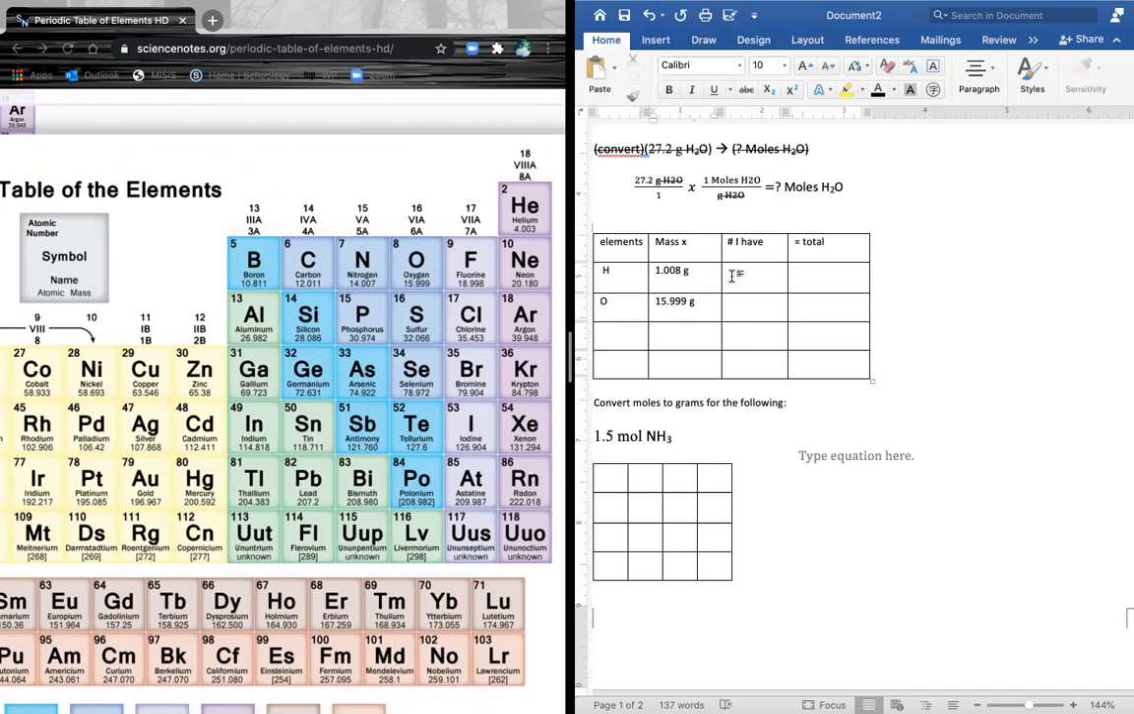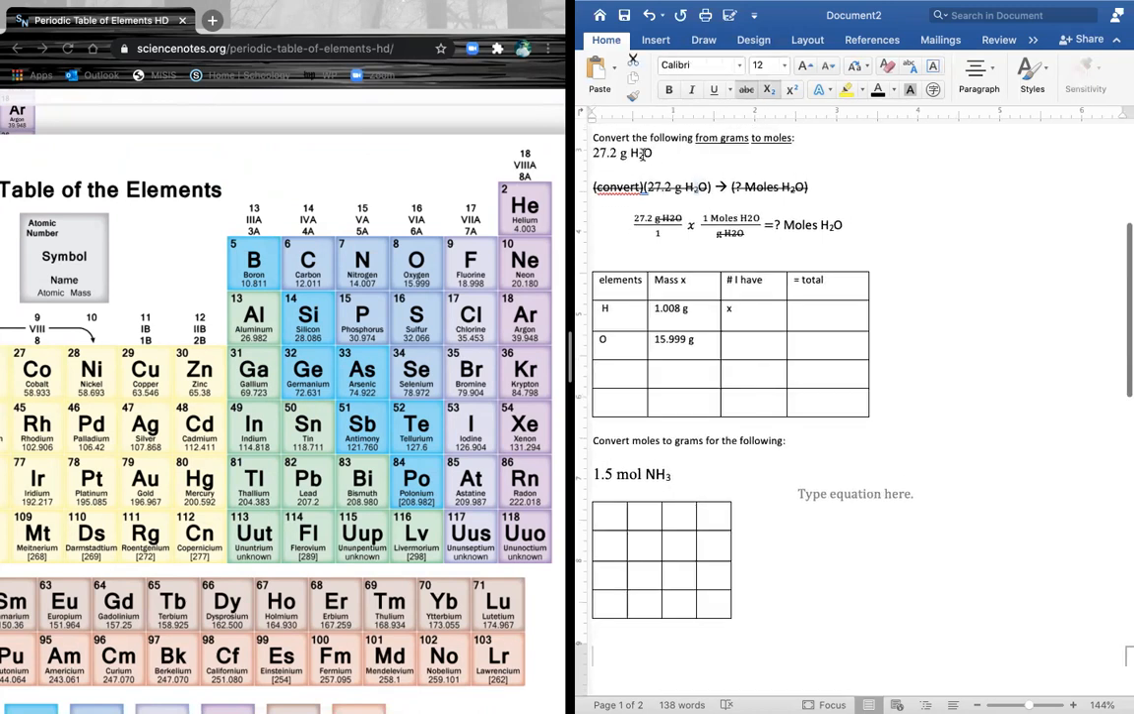Now I have to multiply by the number that I have. So how many H's do I have? I look at my chemical equation, and next to the H, I see the number 2. So that means I have 2 hydrogens in this substance.